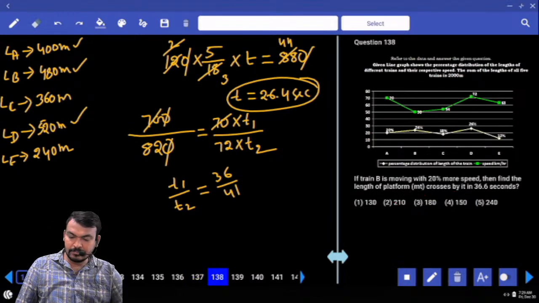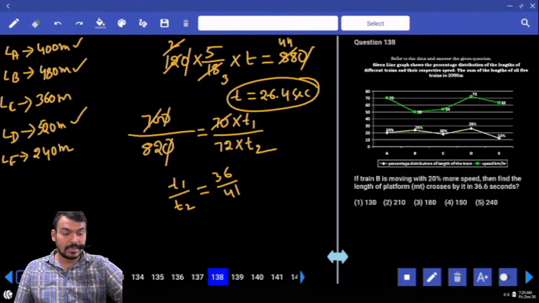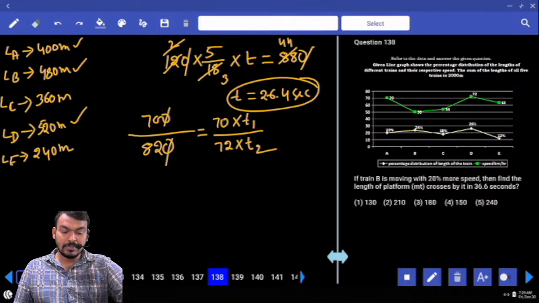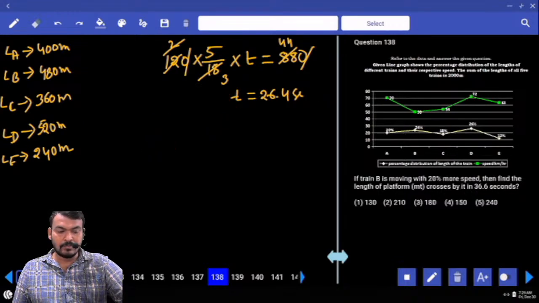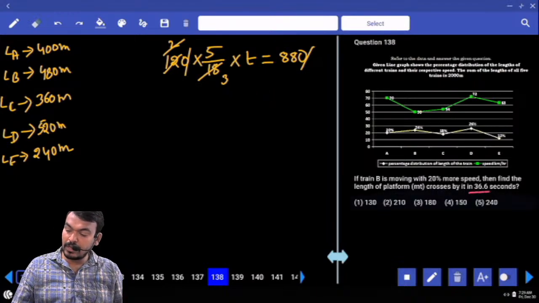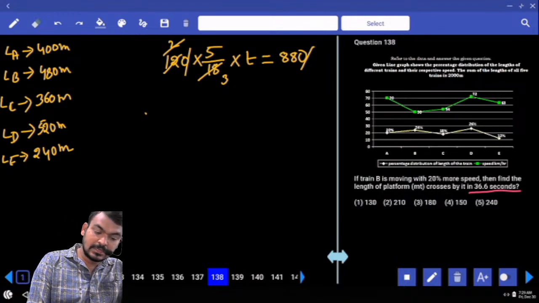Next, 138. If train B is moving with 20% more speed, find the length of the platform in meters that it crosses in 36.6 seconds. First, train B speed compared to the original speed is 20% more. What is the original speed of train B? 50. 20% more means 60. How much time does it take to pass the platform? 36.6. First, 60 kilometer per hour is converted to meter per second.